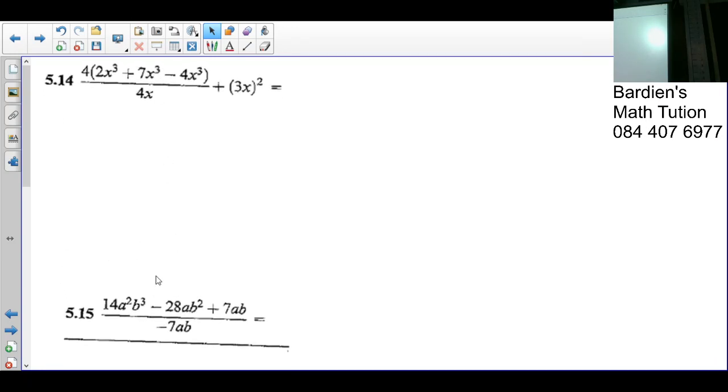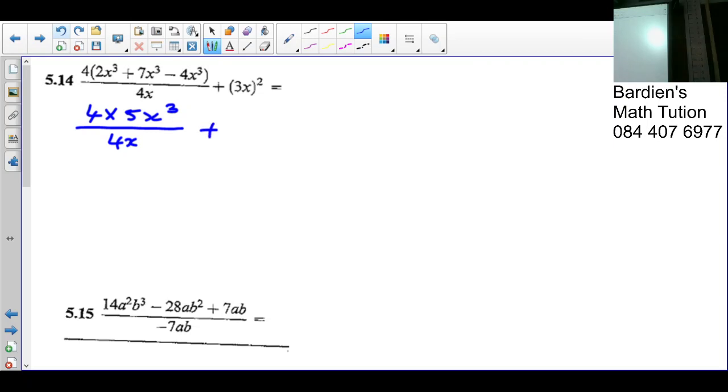5.14. Did I miss one? So looking at the numerator, what can be done here? It's like that. So it's 4 times. What is 2x cubed plus 7x cubed? 9x cubed. 9x cubed minus 4x cubed is 5x cubed, sorry. Over 4. Plus 3x all squared is going to be 9x squared. Do you agree with that?